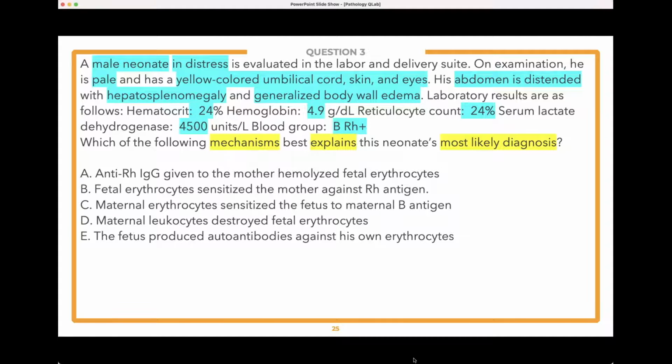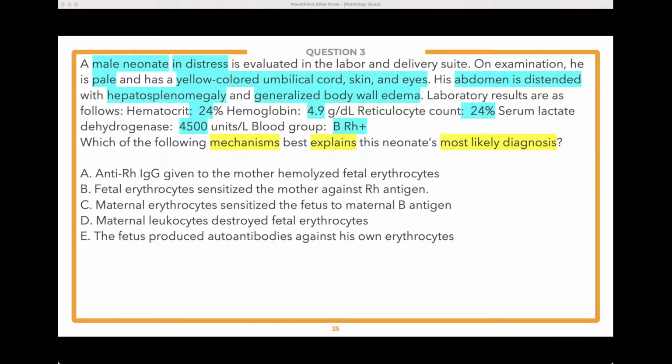E, the fetus produced autoantibodies against his own erythrocytes. D, maternal leukocytes destroyed fetal erythrocytes. C, maternal erythrocytes sensitized the fetus to maternal B antigen. B, fetal erythrocytes sensitized the mother against Rh antigen. And A, anti-Rh IgG given to the mother hemolyzed fetal erythrocytes. So make sure you're reading those thoroughly and not getting mixed up here.